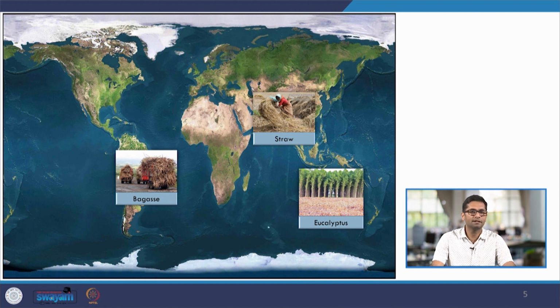And then we selected bagasse in Brazil. Brazil is one of the major producers of sugarcane, and not to say they have a huge production of bagasse as well. So, these 3 feedstocks were available in plenty in these 3 countries, and we wanted to see if they were used for the production of ammonia, how would they fare in economic and environmental terms.